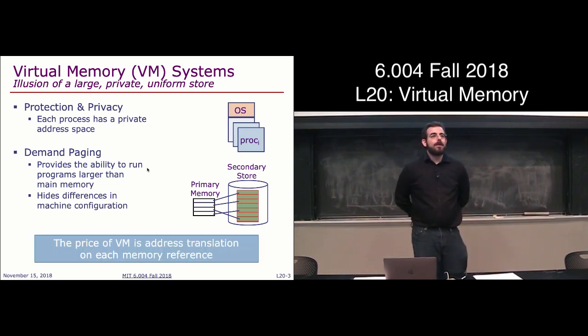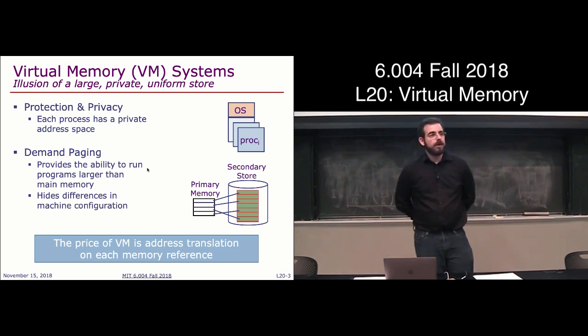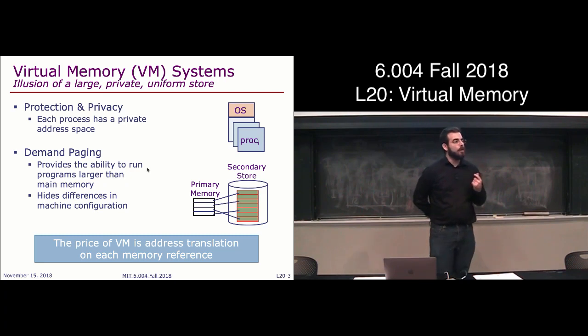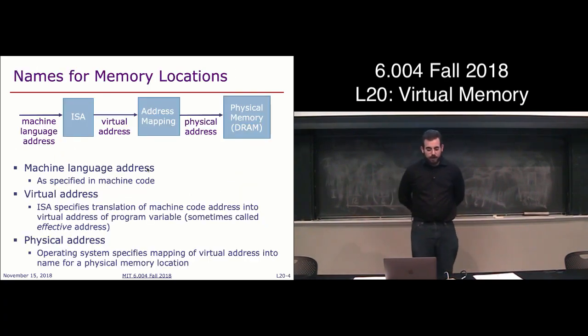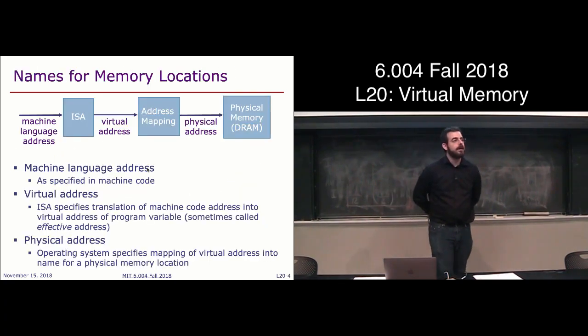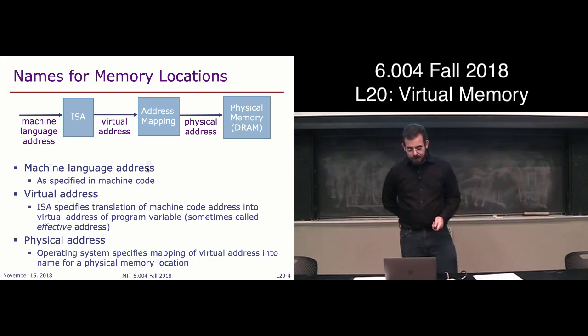Okay, so the price for these two wonderful features is that every access that the program performs is going to have to be translated. We're going to have to essentially perform some operations to convert this address that is in the scope of the process into an address that's in physical memory. And so, just to be more concrete, we actually give three different names to memory locations, of which the two important ones for this lecture are the virtual address and the physical address.